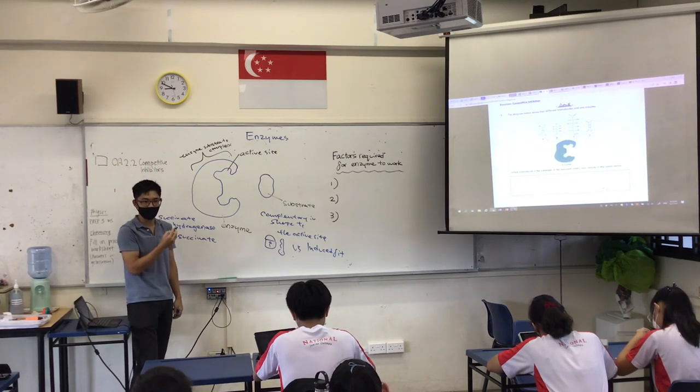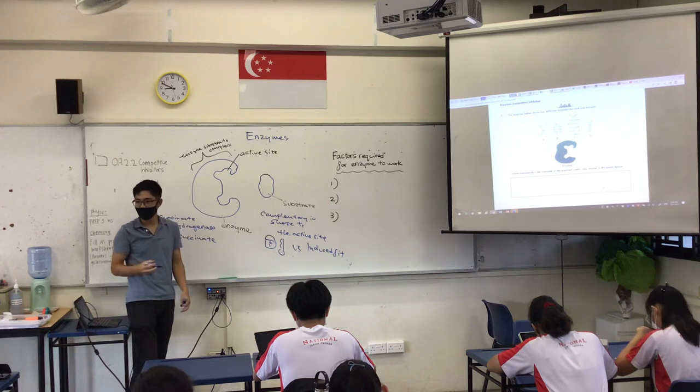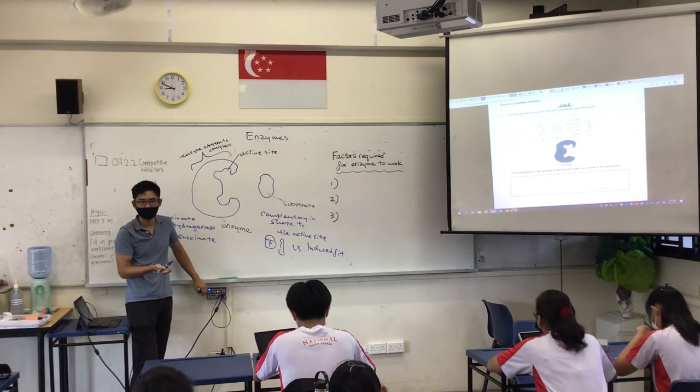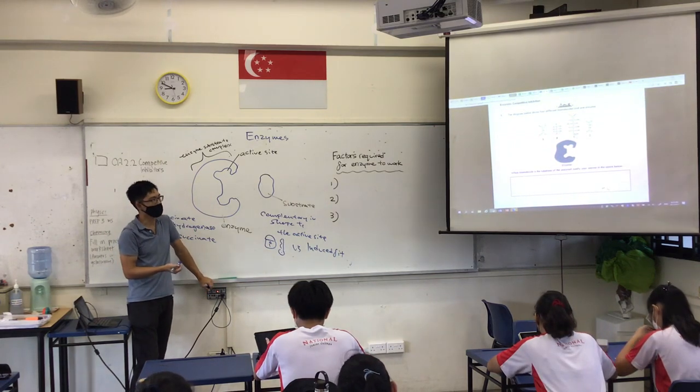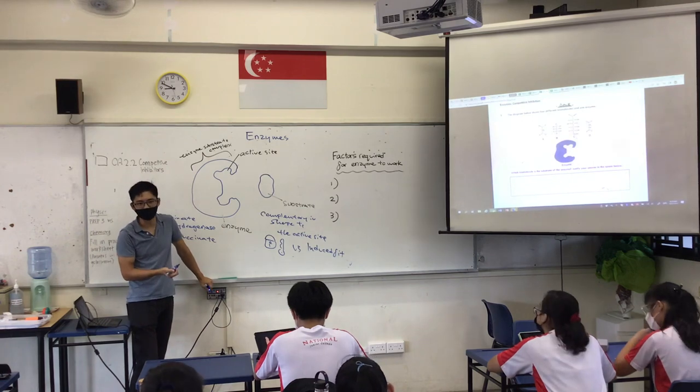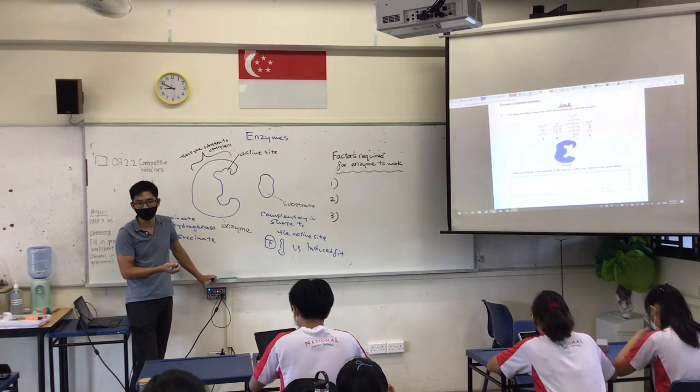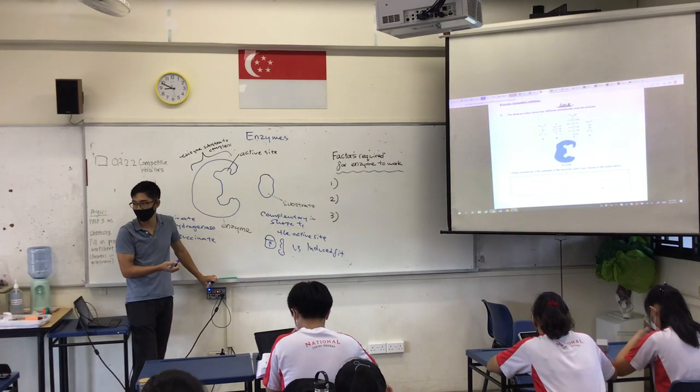Only if succinate binds into the enzyme, then a reaction will occur. Okay, then the question is, what in the world is A? I just say that A also can fit into the enzyme's active site.